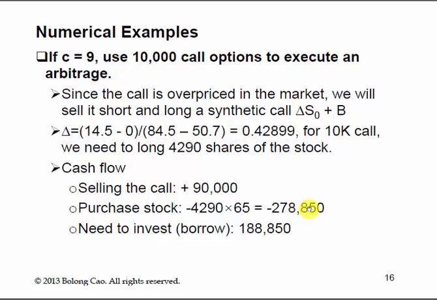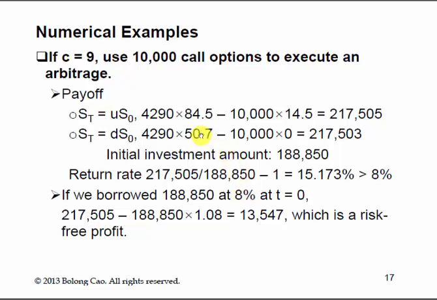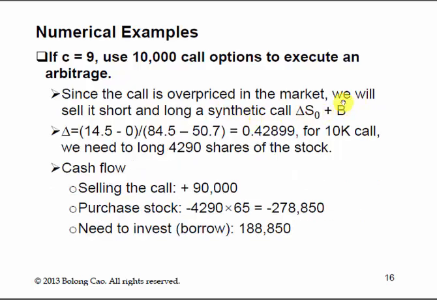But we don't have that much. Then we need to borrow the rest of the balance. That is $278,850 minus the $90,000 we bring in from selling the calls. So we need to borrow $188,850. Okay, now that's our synthetic long call.